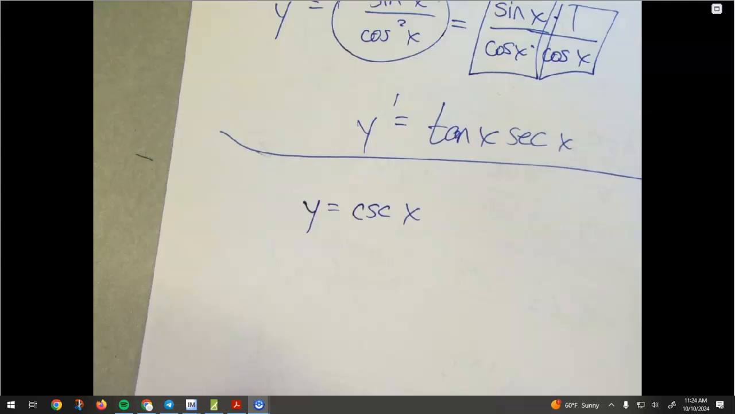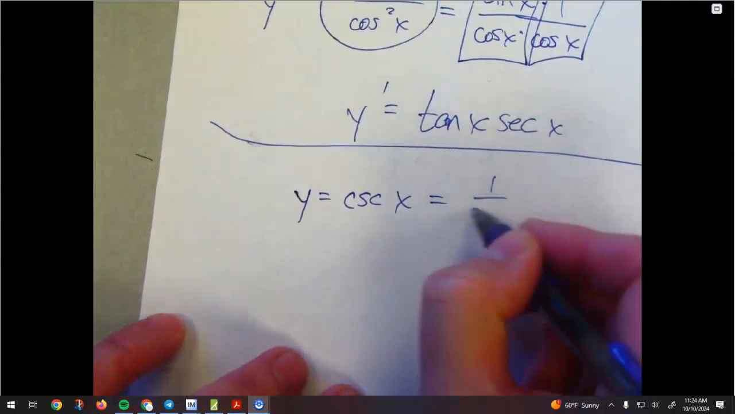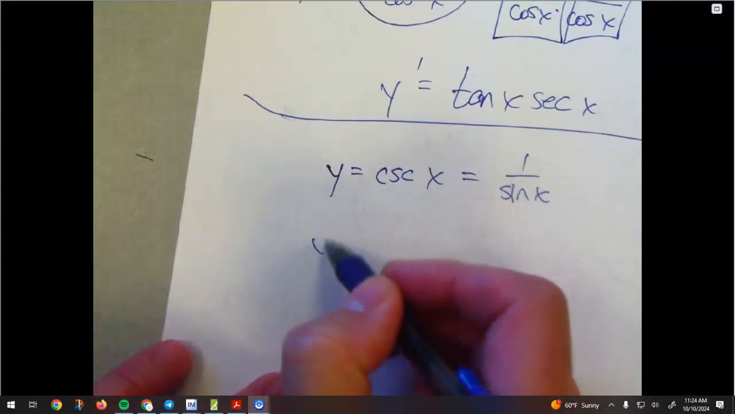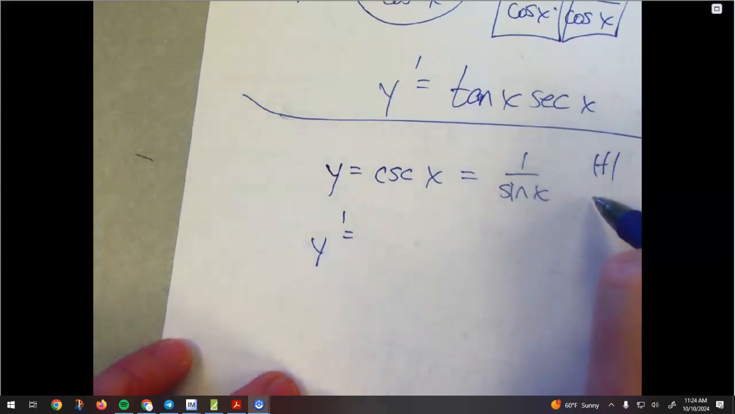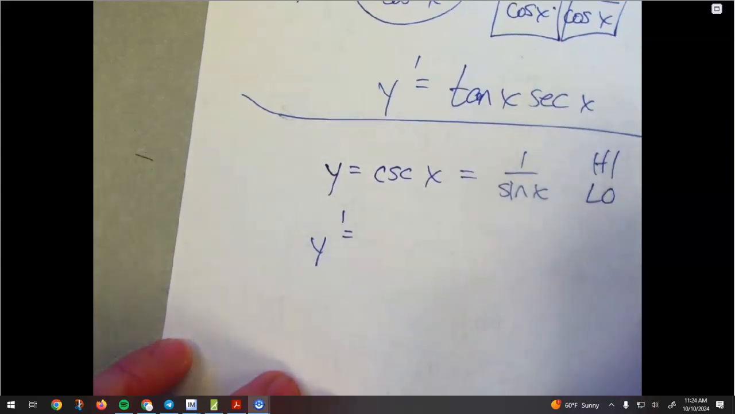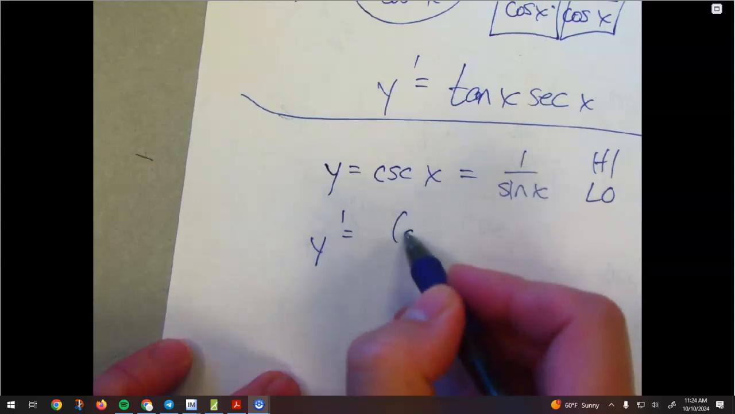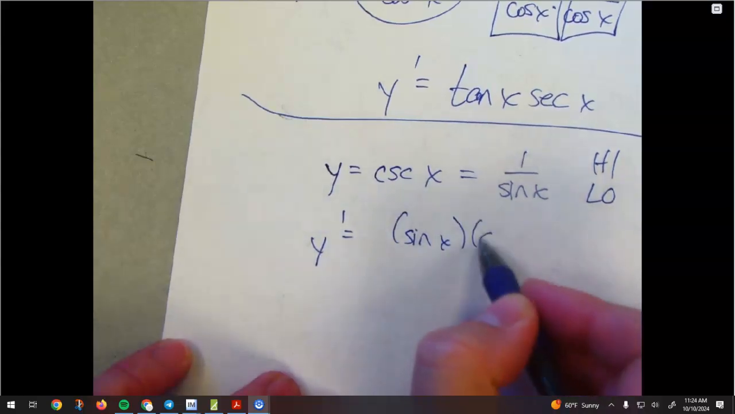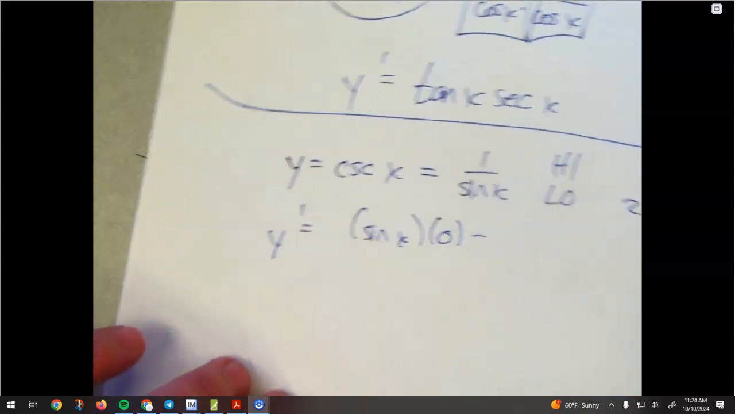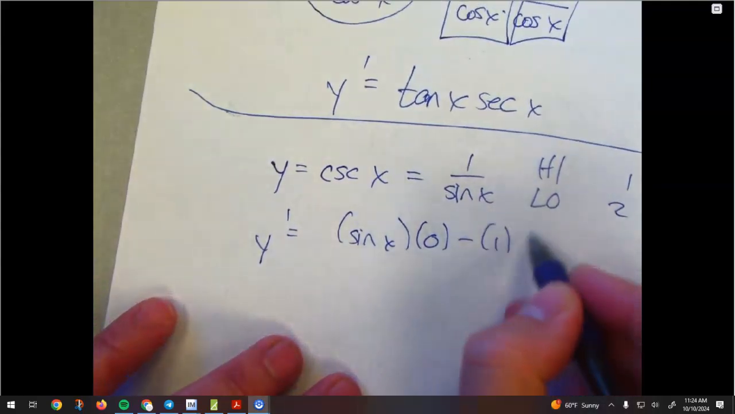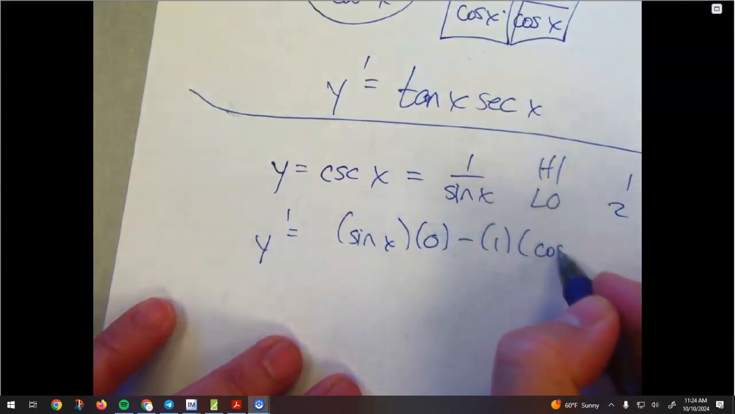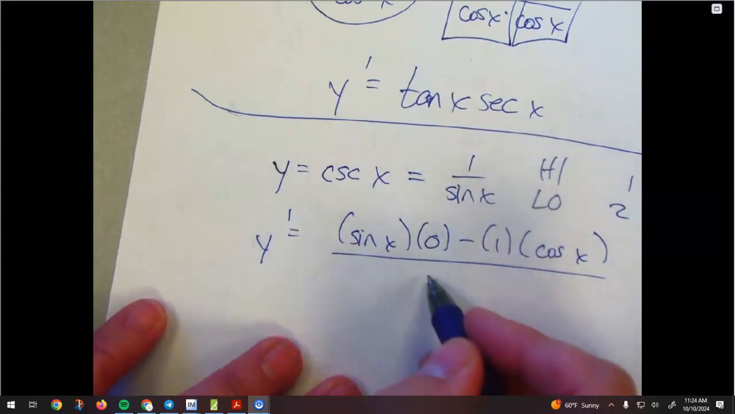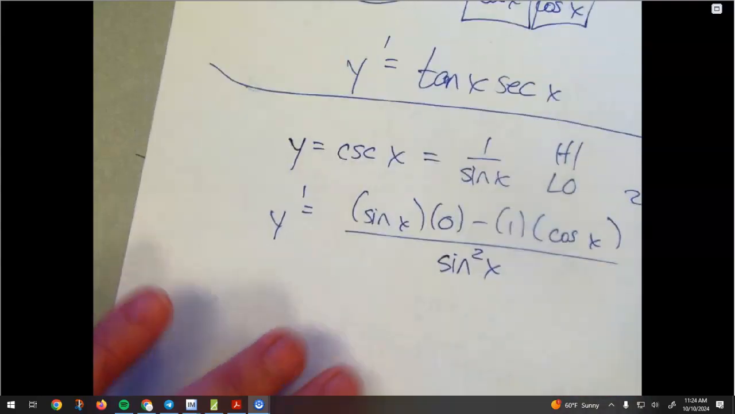Okay. Cosecant is 1 over sine. So that's my high and my low, my 1 and my 2, so it's the bottom thing times the derivative of the top thing, which is nice and that's 0, minus the top thing times the derivative of the bottom thing, cosine, over the bottom thing squared.